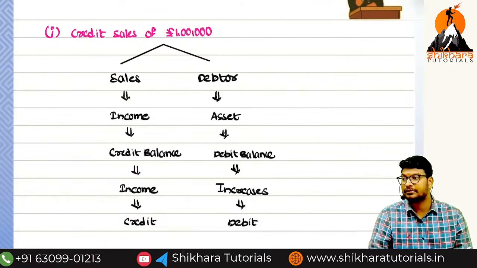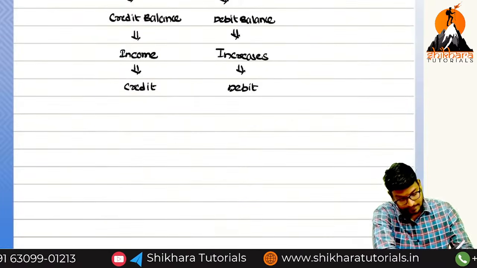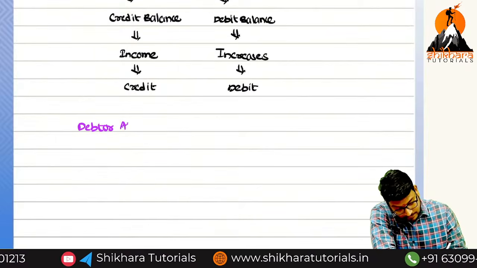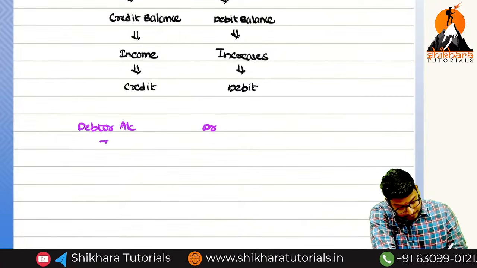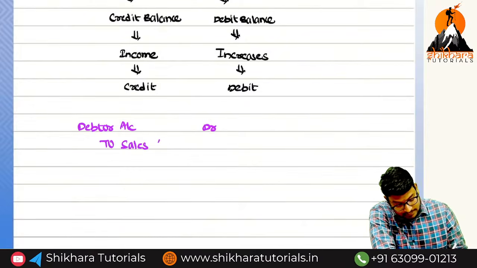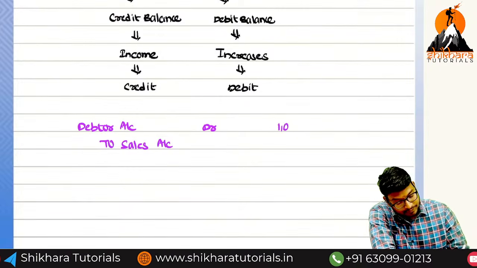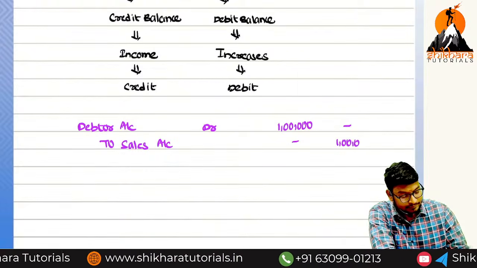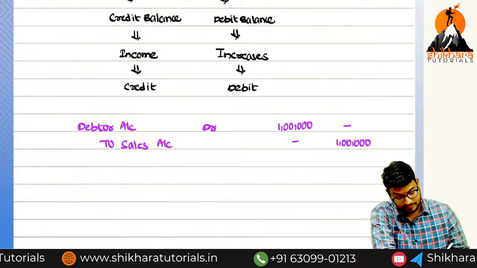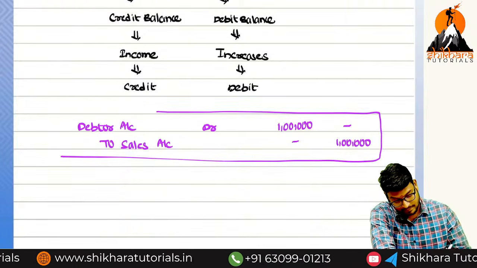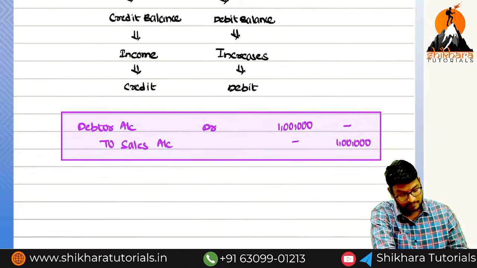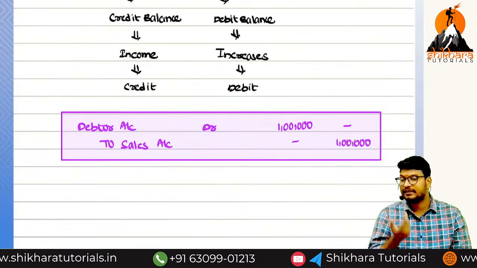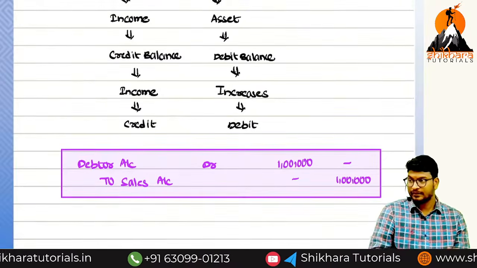So what is the journal entry coming to the picture? Debtor account debited to sales account. What is the amount? 1 lakh and 1 lakh. Okay? If you write the entries, we can easily understand the ledger account. That is the reason. Completed?